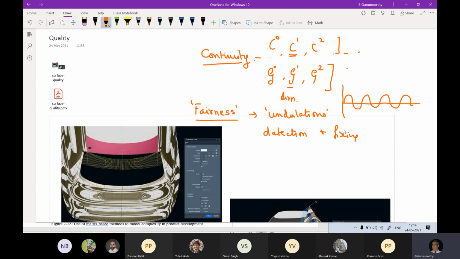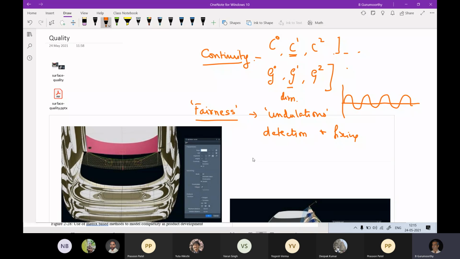But the fixing part is something that I will not address today, because this is a skill-related issue. And of course, some understanding is required, but primarily skill. And that is something that we will have to leave for you to acquire by working on such models.